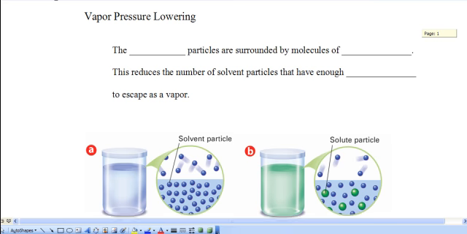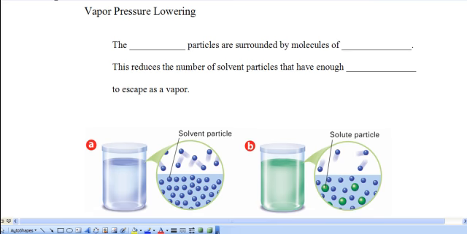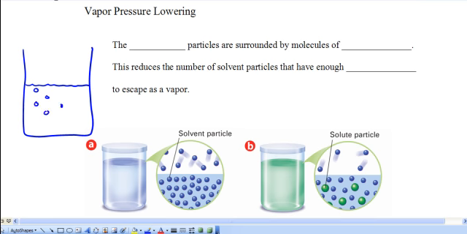Well, first of all, vapor pressure lowering. Let's talk about what vapor pressure is. Let's just say we have a pure liquid, and there are various particles in the liquid that comprise the liquid. Doesn't matter what shape those particles are at this point. What's going to happen is that some of these particles are going to have enough energy to escape the liquid phase itself, and go into the gaseous phase.